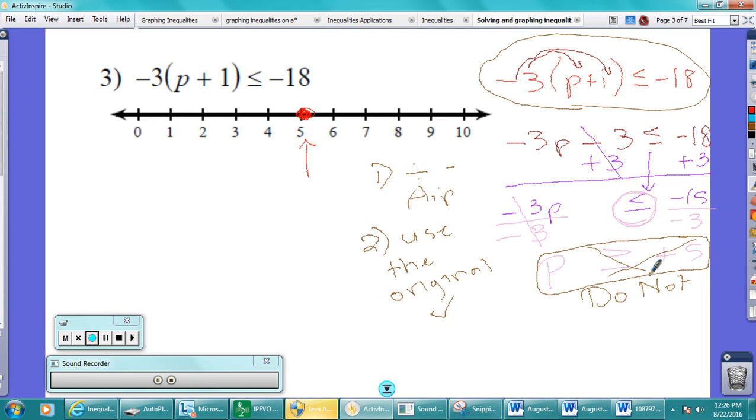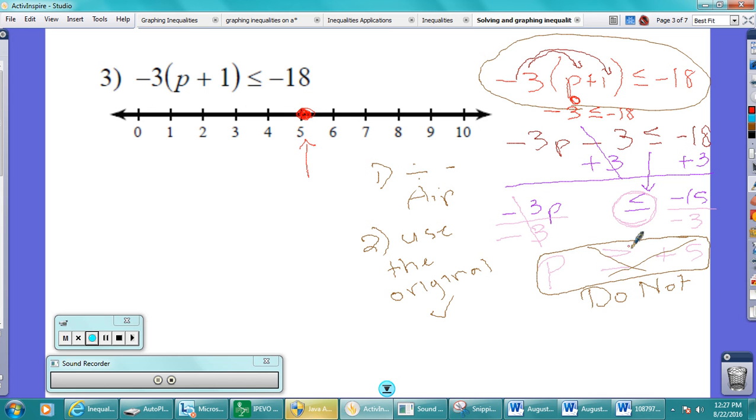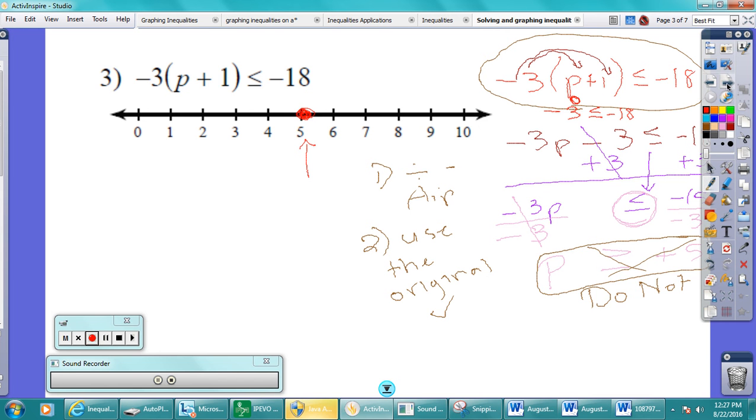Now, instead of using this bottom equation, we go back to the original. If I plug 0 in right here, 0 plus 1 is 1. 1 times negative 3. Negative 3 is less than or equal to negative 18. Is that true? I'm going to let you answer that question and you draw the arrow. This will be what we're going to discuss in class tomorrow. Remember, this is a homework. This should be added to your notes, and you're going to tell me which way the arrow should go.